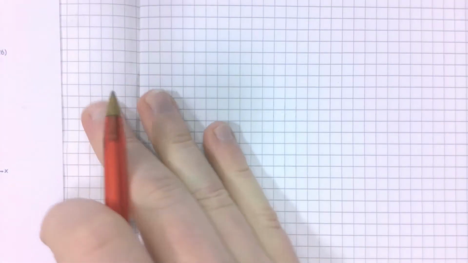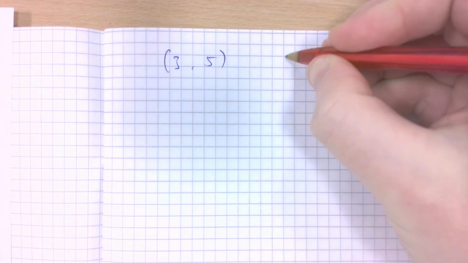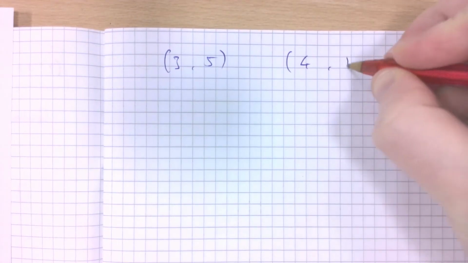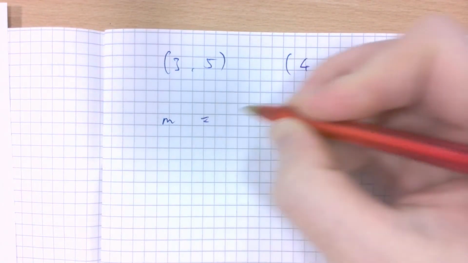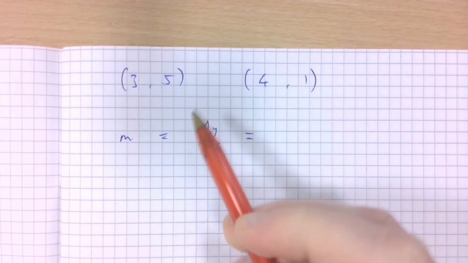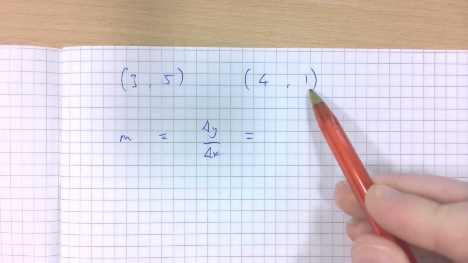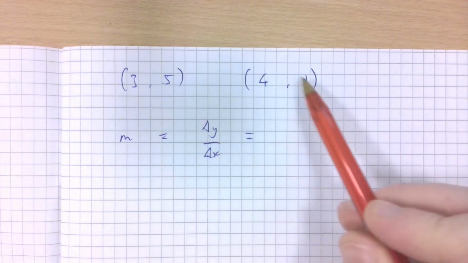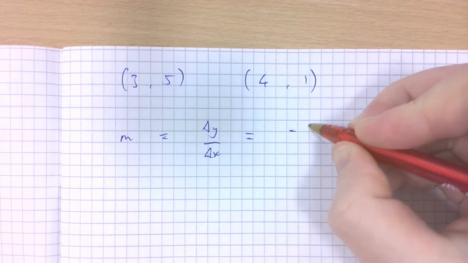Let me skip through a few. Why not part F? So (3, 5) and (4, 1). Doing the same method again. First of all, the gradient, or m as we labeled it. Change in y over change in x. What's happening from this point to this point? 5 is decreasing to 1. Decreasing to 1. So that means that the change in y is minus 4.